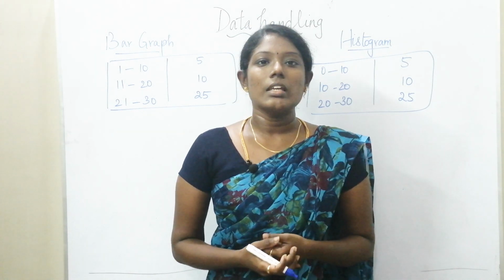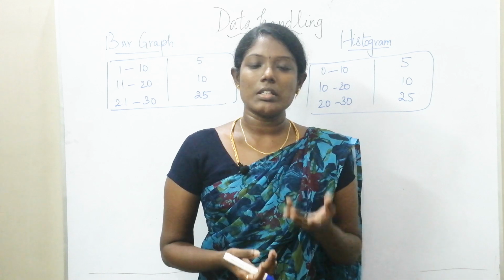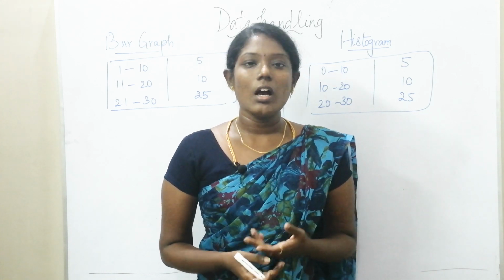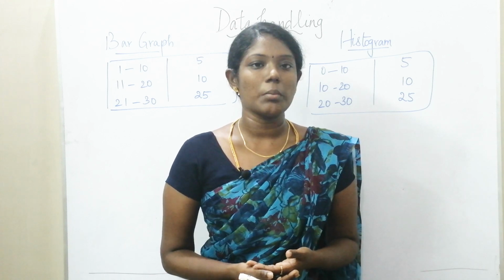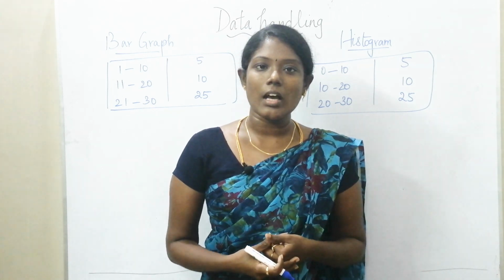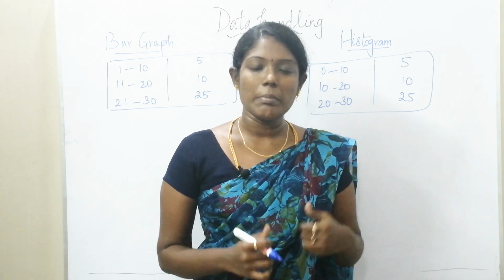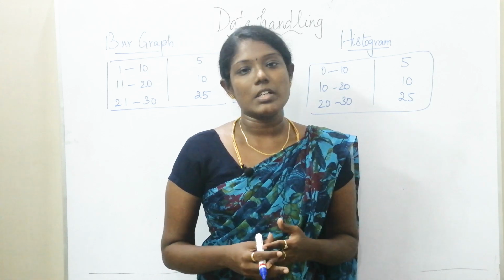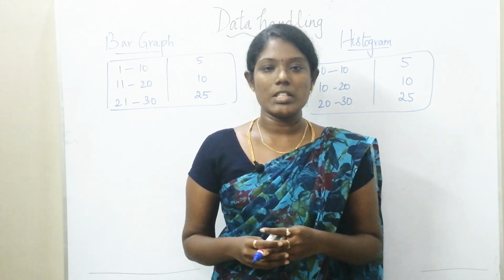Hi children, last session we saw the basics in data handling, like what is data, what is raw data, what is a frequency distribution table, how to draw a frequency distribution table, what is continuous data and what is discrete data. Now in this class we are going to look at what is a bar graph and histogram, what is the difference between a bar graph and histogram, and how to draw a bar graph and histogram. So let us move on with the session now.